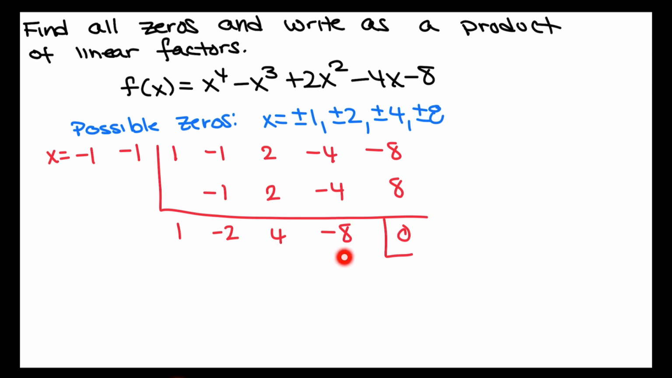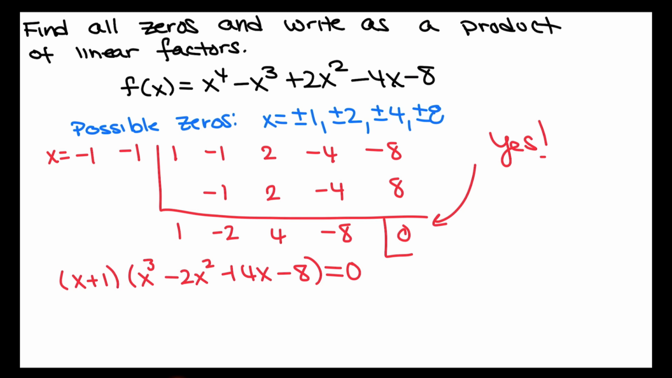Add, I get negative 8. Negative 8 times negative 1 is 8. Add, and I do get that remainder of 0. That tells me that x equal negative 1 is a 0. And I know I can factor this as x plus 1, and then 1x cubed minus 2x squared plus 4x minus 8.